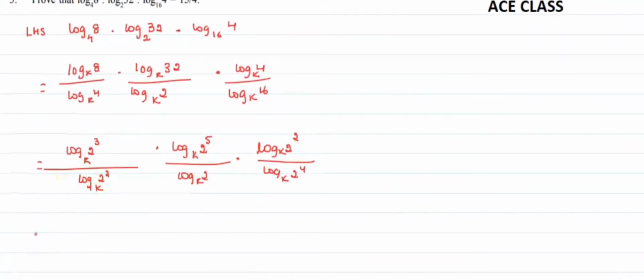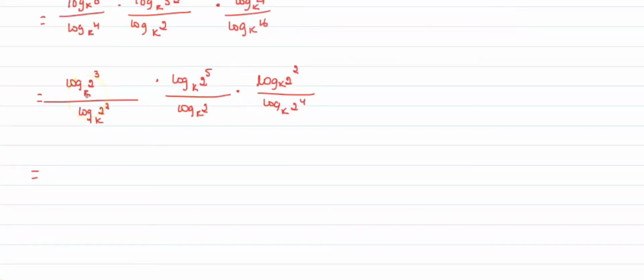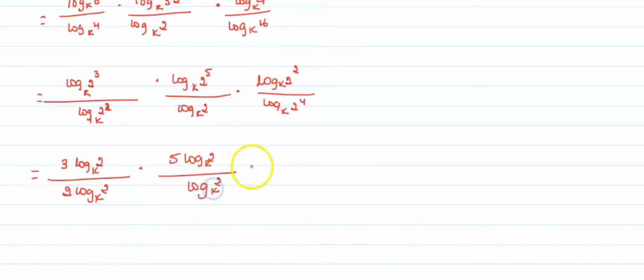Now log 2 cube to the base k can be written as 3 times log 2 to the base k. Here also, log of 2 square to the base k can be written as 2 times log 2 to the base k. Here I will write 5 times log 2 to the base k. This I can write as log 2 to the base k. This I can write as 2 times log 2 to the base k. This I will write as 4 times log 2 to the base k. So log 2 to the base k will get cancelled on each side.